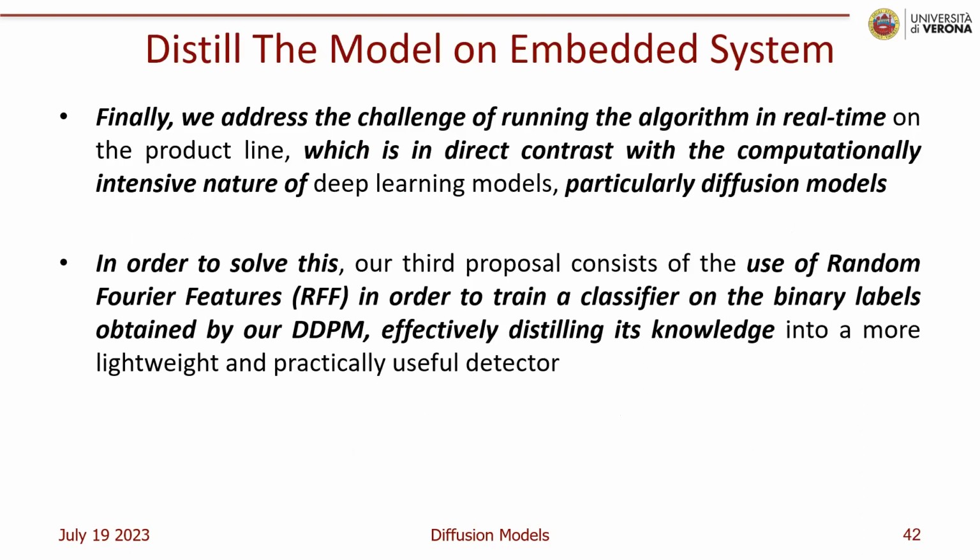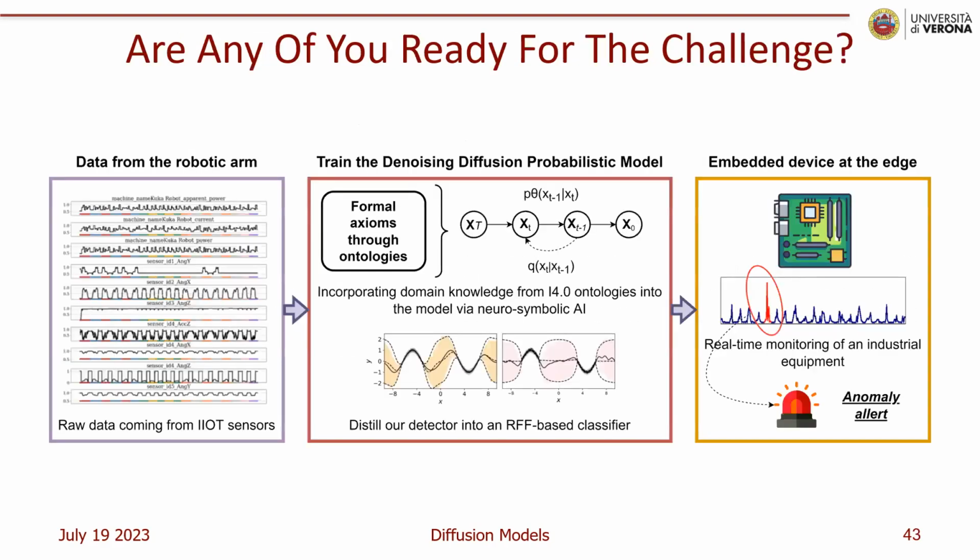And finally, we address the challenge of running the algorithm in real time on the product line, which is in direct contrast with the computationally intensive nature of deep neural networks, and particularly diffusion models. In order to solve this, our third proposal consists of the use of random Fourier features in order to train a classifier on the binary labels obtained by our diffusion models in order to distill its knowledge. Okay? And this is our final proposal.